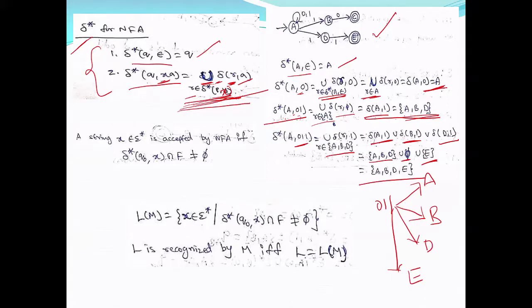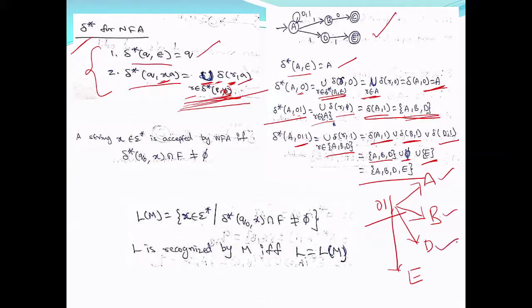For example, let us say I give 0, 1, 1. Then if I take 0, A on 0 is A, A on 1 is A, and A on 1 is B. Similarly, A on 0 is A, A on 1 is A, and A on 1 is A. If I take the other choice, I will end up in B. Likewise, you can enumerate all the things.